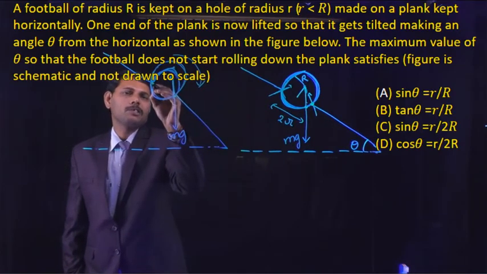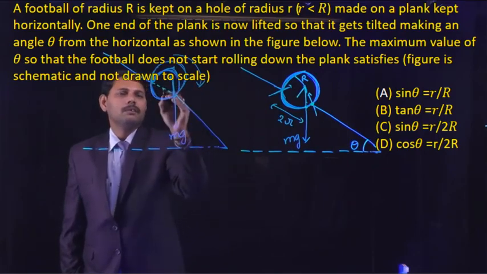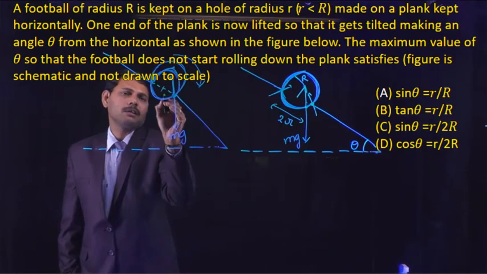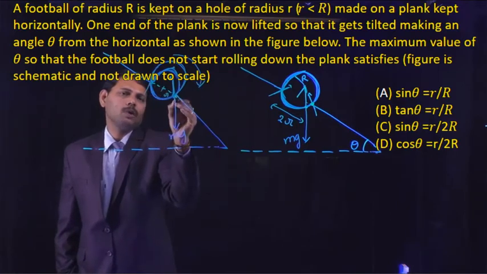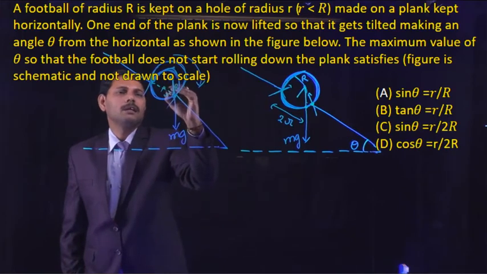Here, extend this line of plank, and we know that this is small r because this gap is 2r. This is equal to small r and this is capital R. Here we have to find this angle.